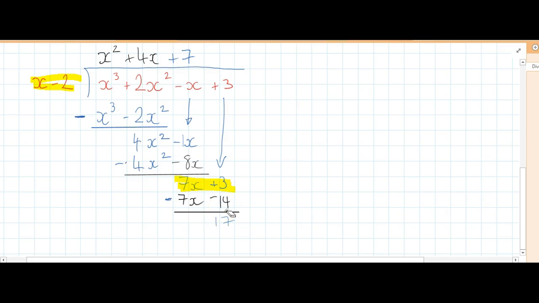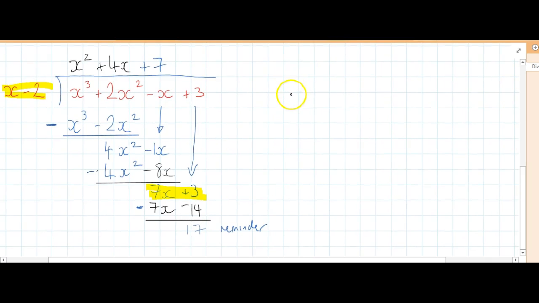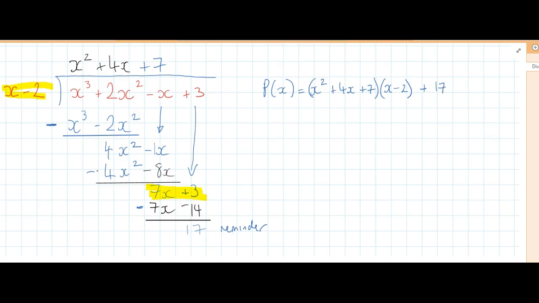We'll talk about this a bit later on, but this is called a remainder. What that means is that this divisor is not a factor of this cubic. The way you write this, P of x can be expressed as the product of the quotient times the divisor plus a remainder, so 17. So we've got a partially factorized cubic that includes the divisor and a remainder. That's how you use the long division algorithm to factorize a cubic.